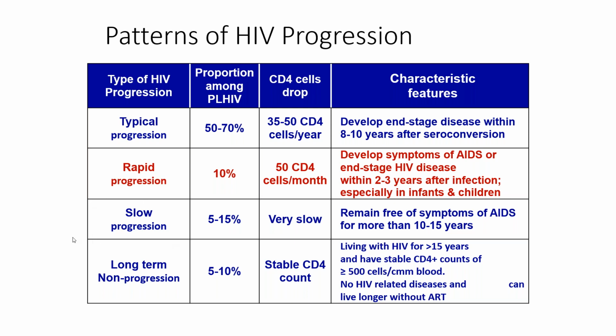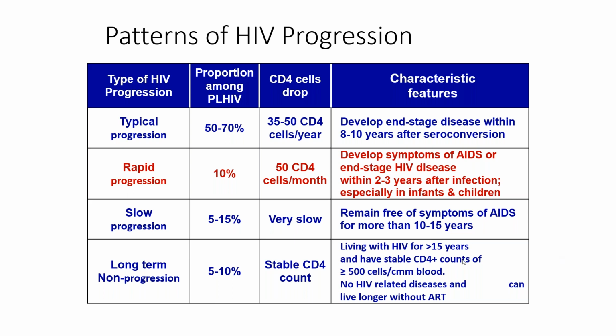Then there are others who are called slow progressors or long-term non-progressors. These are very few, less than 5% or 5 to 10%. Here, the CD4 drop is very slow and they tend to maintain their CD4 counts at about 500 to 800 for inordinately long periods of time. Why these patients do not drop their CD4 count, why the virus is not able to replicate so effectively in them, is a matter of a lot of research, and we still don't have the answers to that.